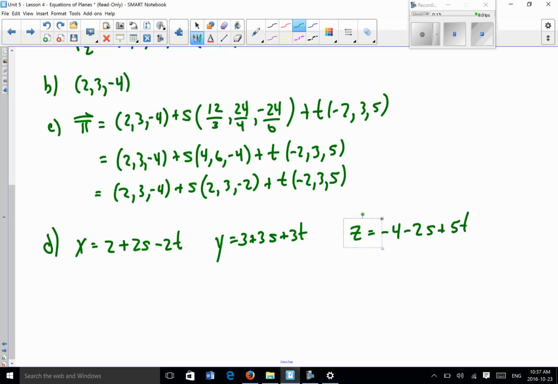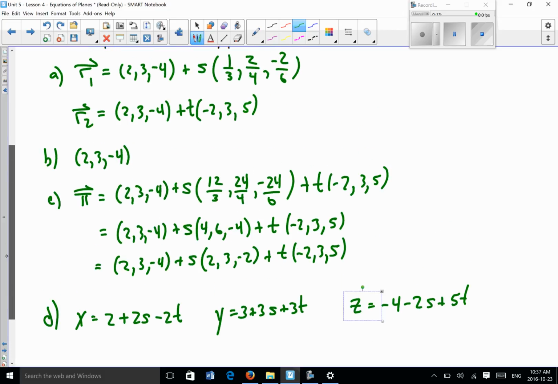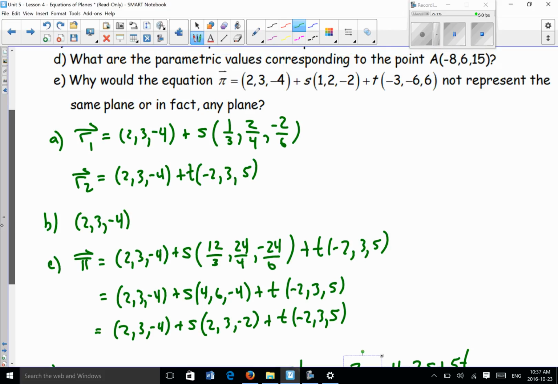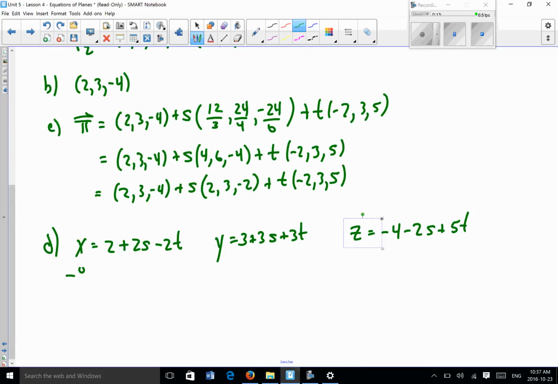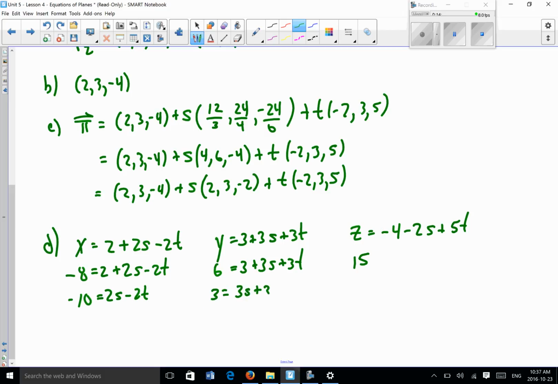And we're going to take two of these and solve them at one time, and then check the third. So what do we know? Negative 8, 6, and 15. So negative 8 goes here, 6 goes here, 15 goes here, right? That's the values that we were given, x, y, and z. Then we're going to have to pick two to solve. So to make this a little bit easier, I'll make this negative 10 equals 2s minus 2t. And then this one, I can make simpler by doing 3 equals 3s plus 3t. And over here, make that easier by doing 19 equals 2s plus 5t.